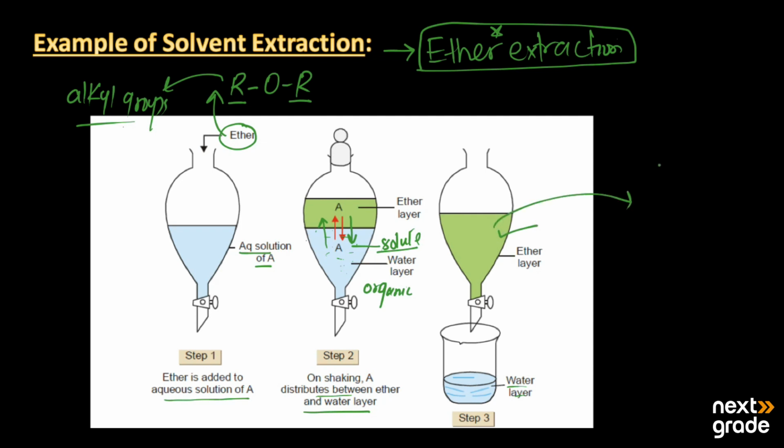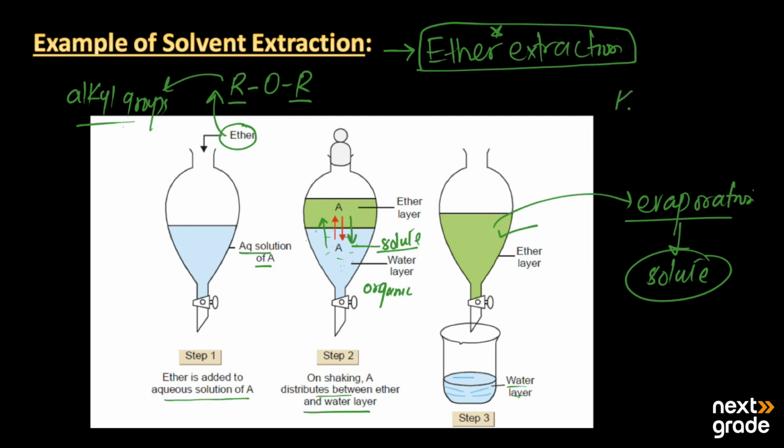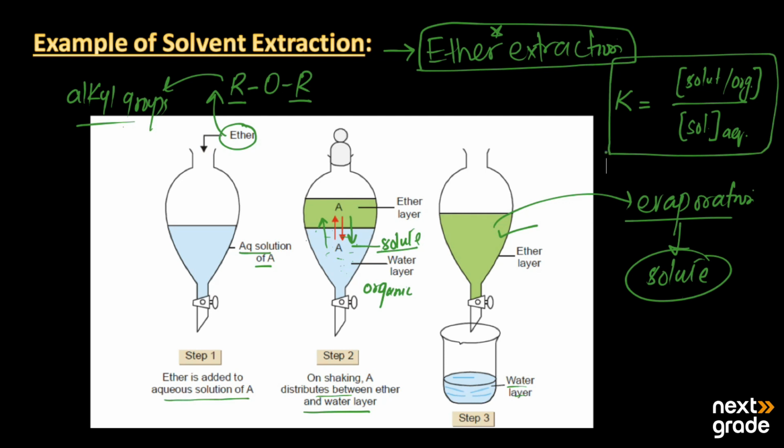Now how can we remove the solute particles? By the process of evaporation. All the ether will get evaporated, and we gain the solute particles left behind. So this is the main separating process that we can use. And here we have the distribution coefficient, which tells how the solute distributes itself between two layers. It is denoted by K, as we learned in the previous lesson: the concentration of solute in the organic layer or ether layer divided by the concentration of solute in the aqueous layer. This is the distribution coefficient that can be explained in the process of solvent extraction.